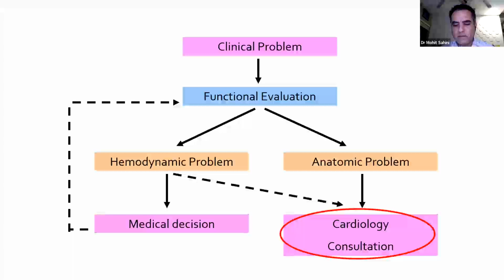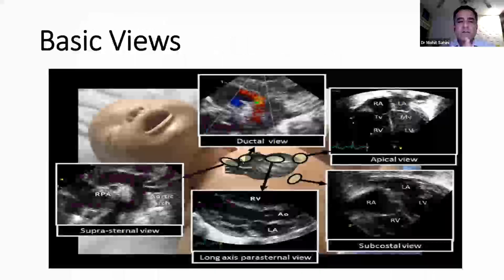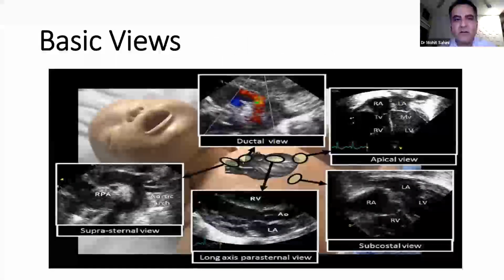It is something like graphics on the ventilator. With graphics on the ventilator, you will be able to do the ventilation precisely, so it optimizes your ventilation. Similarly, your hemodynamic and functional assessments of the heart will optimize the hemodynamics of the baby. So now straight away, let's talk about the basic views.